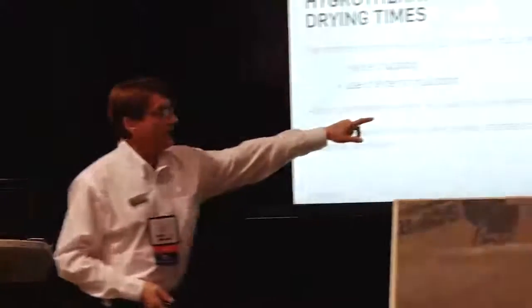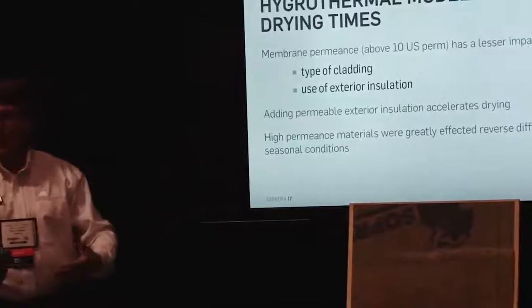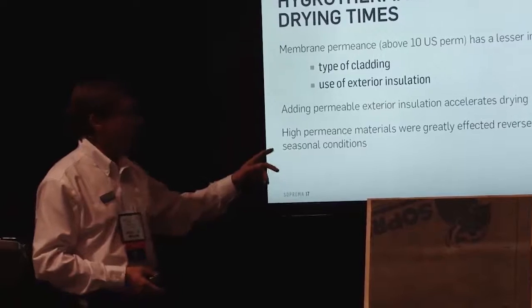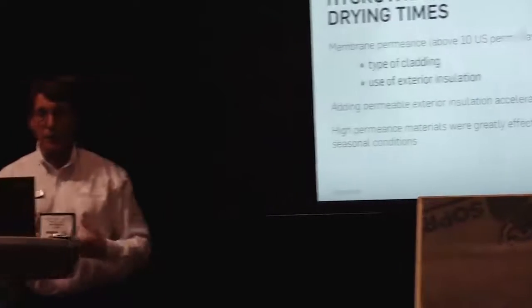Adding a permeable insulation certainly allowed drying to occur at a faster rate. But the test also showed us that membranes with higher permeance, because this was run for a year, so we have the winter vapor pressure drive to the outside and then the summer vapor drive to the inside, right? Over the full year, what was found was that materials with a higher permeance rate had a greater ability for vapor to reverse drive and come back into the assembly.